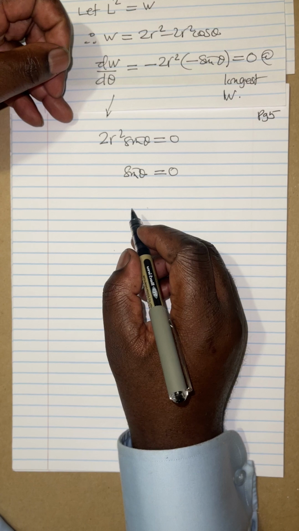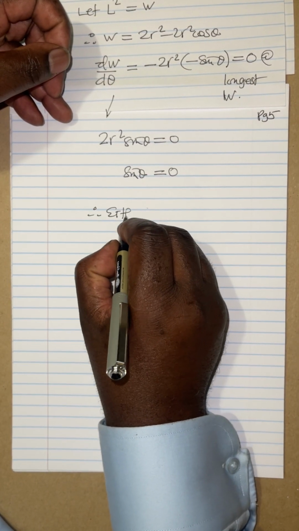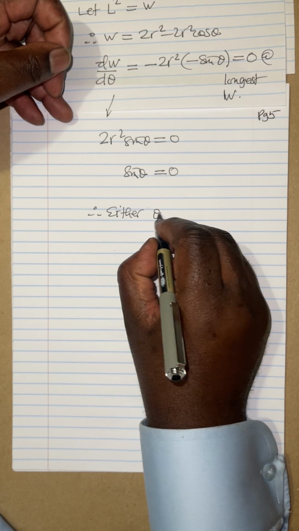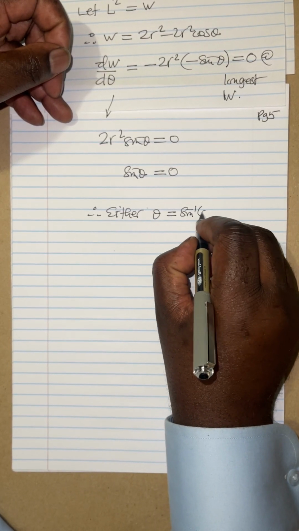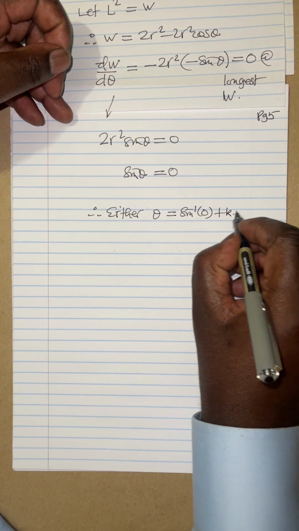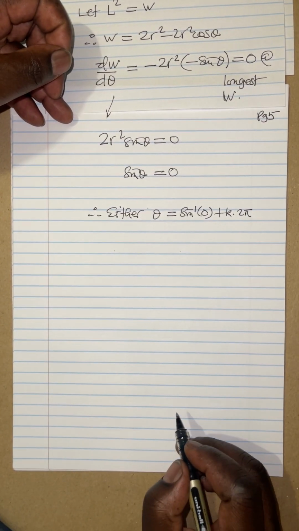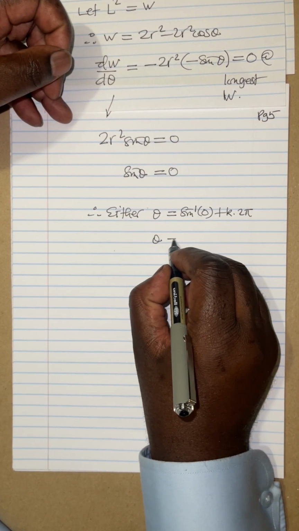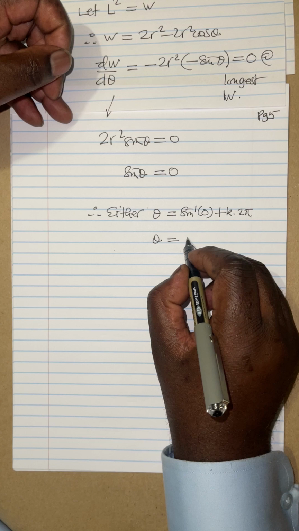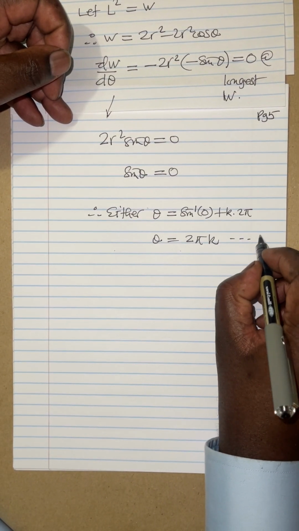Working with radians, we're going to say, therefore, either theta is equal to sine inverse of 0 plus k times 360, which is 2 pi radians. So let's simplify, let's solve this first. Theta equals 0, and then you just have 2 pi times k. That will be our first equation.